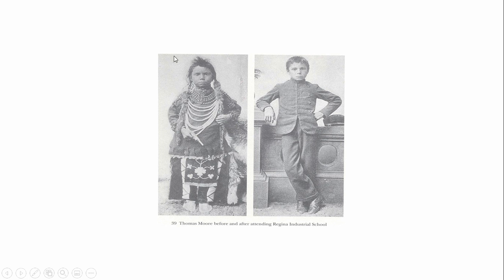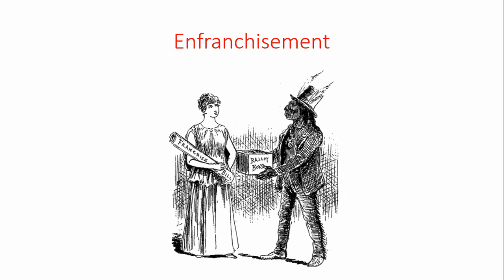And so the goal, of course, is to take children from this and turn them into this, right? So this is the same child. And a photo was taken of this child before attending a residential school, and then another photo was taken after he attended residential school. And so you can see the goal is to impose liberalism, to impose this European ideology on the children of First Nations.